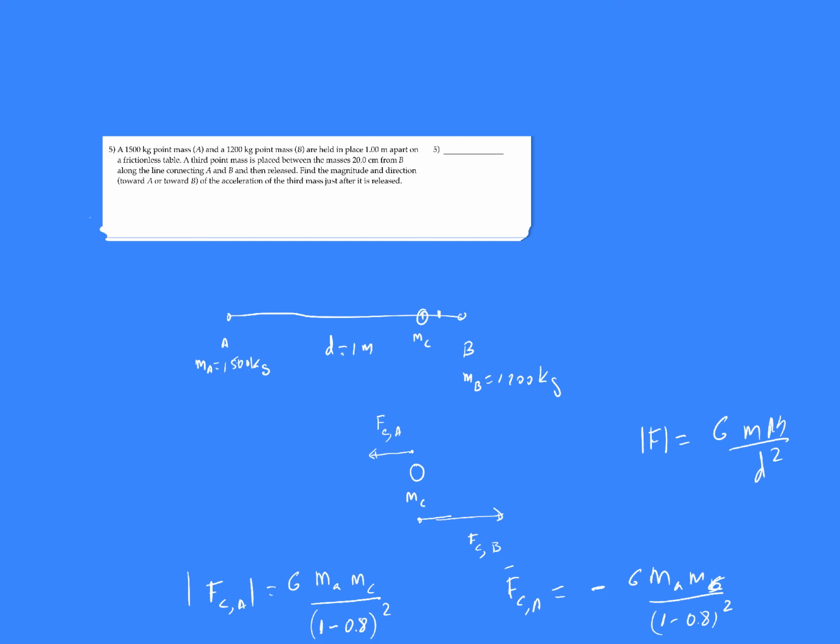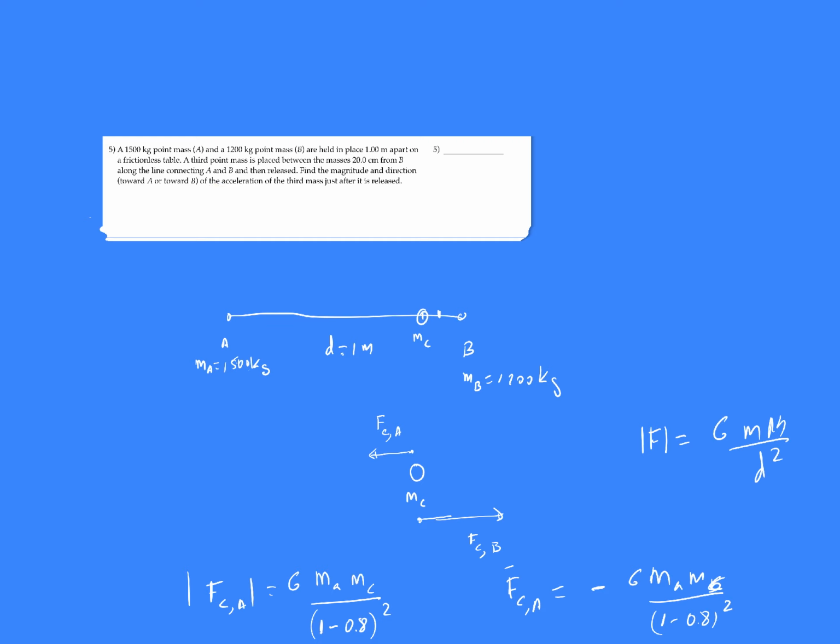And here there is gravitational force. They are very, very tiny forces. But let me read the problem again. You put mass A here, you put mass B here. A third point mass is placed between the masses at 20 centimeters from B. So there is 20 centimeters from A. Find the magnitude and the direction, toward A or B, of the acceleration of the third mass.